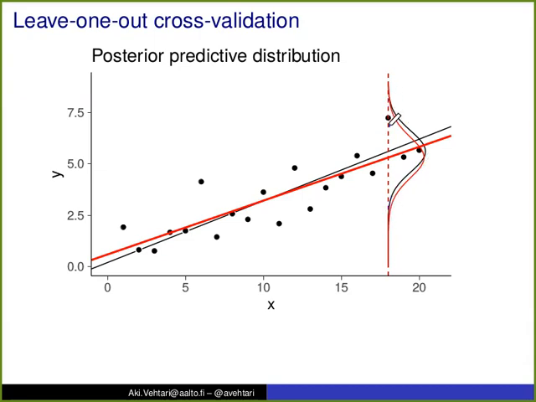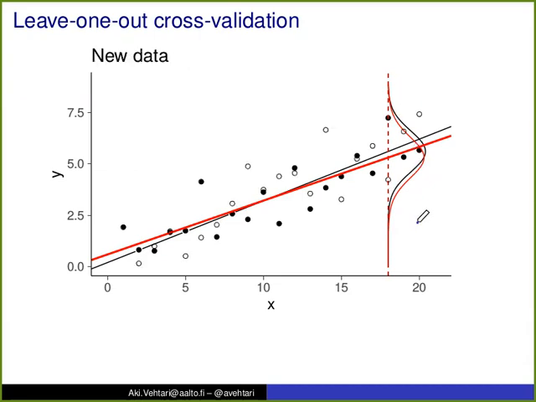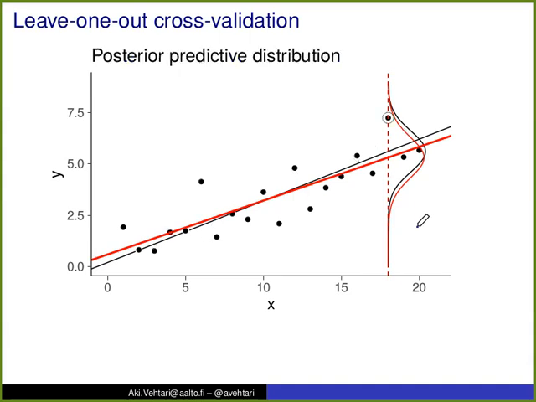And now we want to know how good these posterior predictive distributions would be for new data. Here's an example of a realization of new data, and we would like to have even an infinite amount of new data, and that would be the true predictive performance for the new data. But before we have the new data, we need to do something with the existing data.